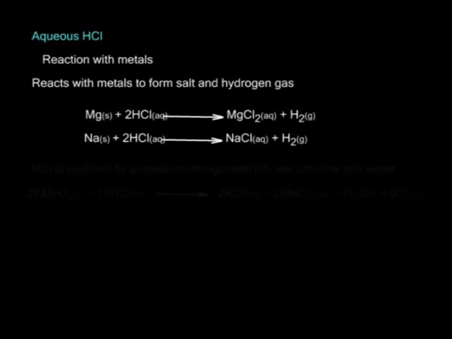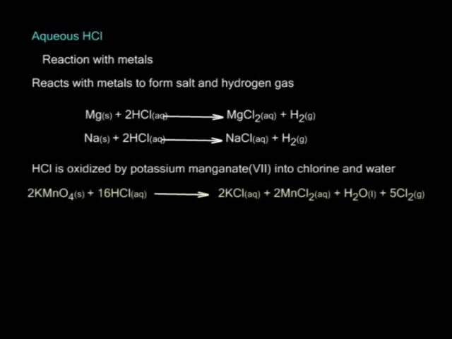Like we saw in the preparation of chlorine, hydrochloric acid is oxidized by potassium manganate(VII) into chlorine and water.